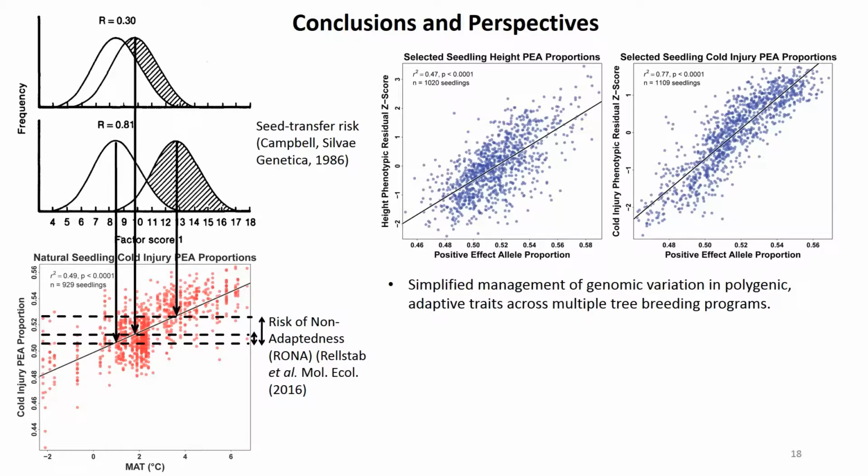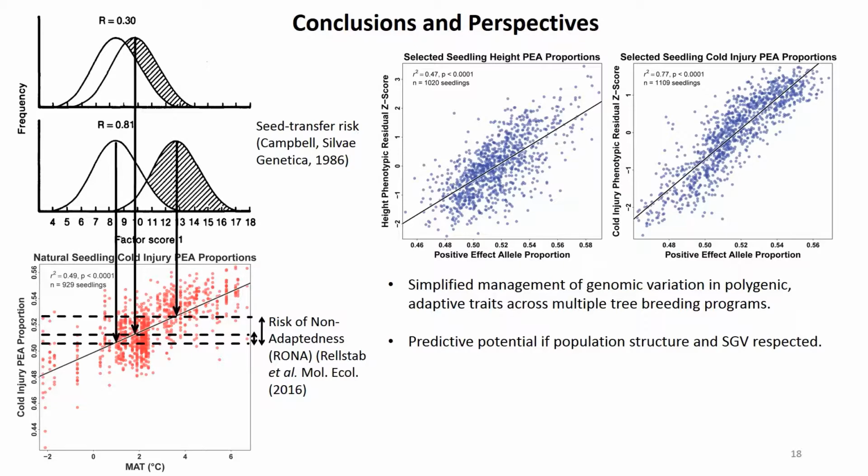In addition, from a breeding program perspective, simplified management of genomic variation in polygenic adaptive traits in multiple tree breeding programs seems to be possible, and there may be predictive potential for growth and adaptation as long as predictions are within the limits of the populations used to determine associations. Limits in terms of climate, geography, and whether seed lots are natural or selected are far greater than the current limits of genomic selection approaches.